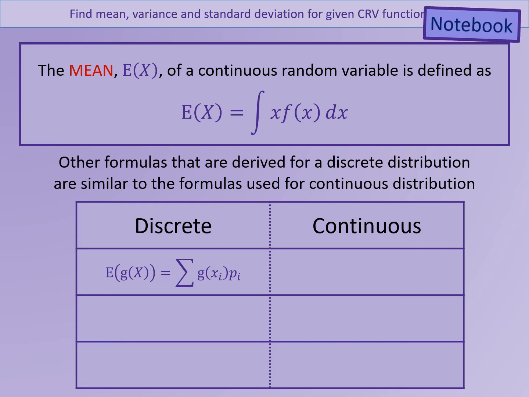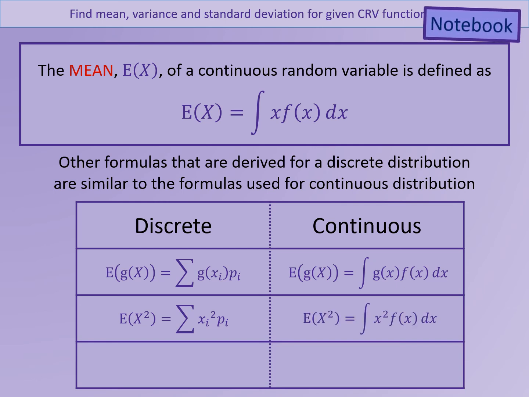We've seen this previously. The continuous version of this is that the expected value of a function g(x) is just the integral of g(x) multiplied by the probability function, so the integral of g(x) f(x). In the discrete case, the expected value of x squared can be found by finding each of the x squared values multiplied by their probability and then summing these. The continuous case gives us that the expected value of x squared is just the integral of x squared multiplied by the probability density function.